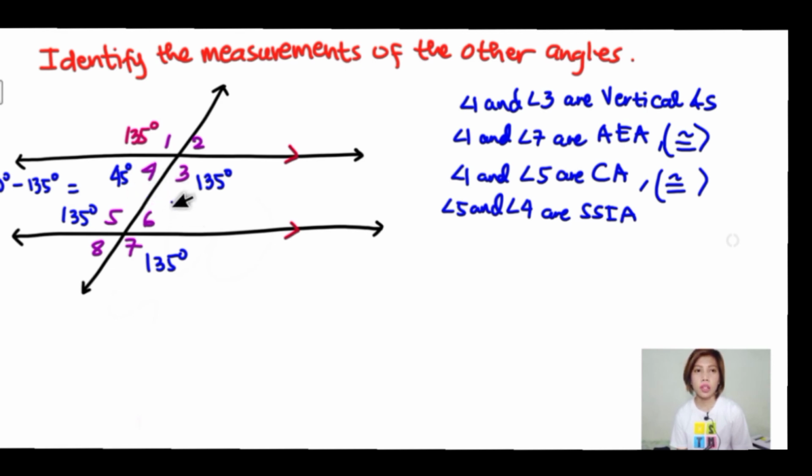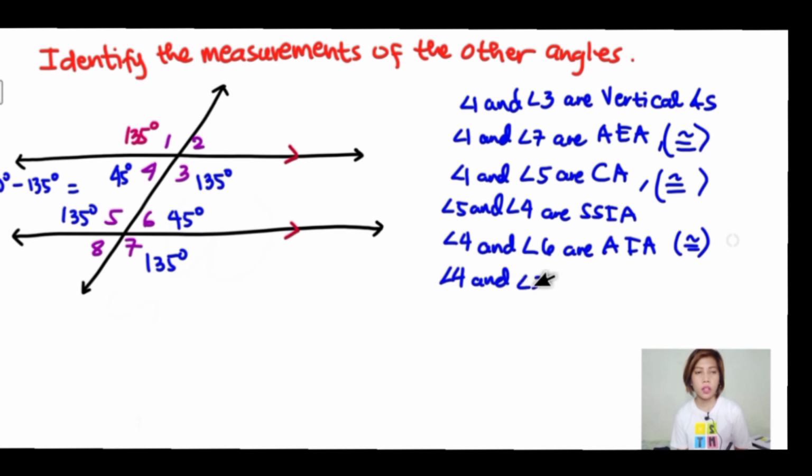And then, para makuha si angle 6, gamit tayo ng alternate interior angles. So, angles 4 and 6 are alternate interior angles. Therefore, also congruent. So, kung si angle 4 ay 45 degrees, si angle 6 ay 45 degrees din. And then, meron pa ba? Okay. So, using vertical angles, pwede natin makuha yung measurement ni angle 2. So, angle 4 and angle 2 are vertical angles. Therefore, congruent din. Okay, so, si angle 2 ay also 45 degrees.